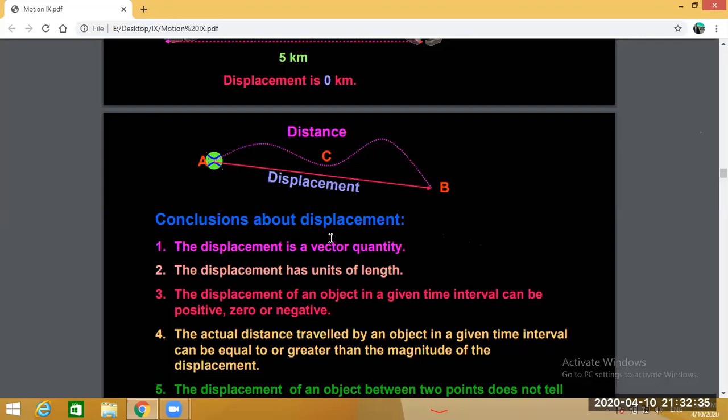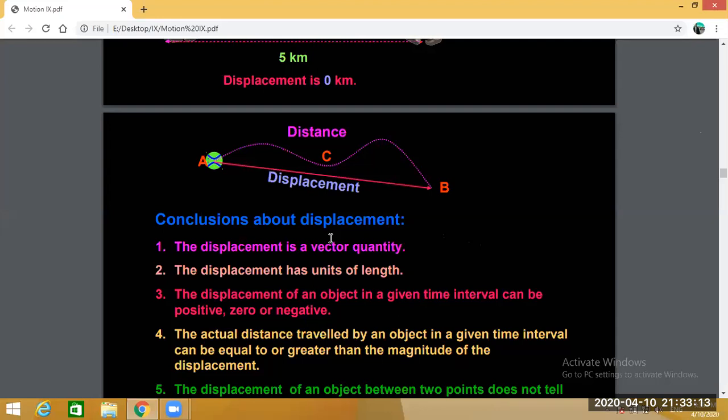So similarly, displacement also has the unit meter, because distance and displacement both are the physical quantity called length, but one is associated with direction and the other is without direction. So their unit will remain the same, because unit has nothing to do with direction. The displacement of an object in a given time interval can be positive, zero, or negative, but distance can never be negative.